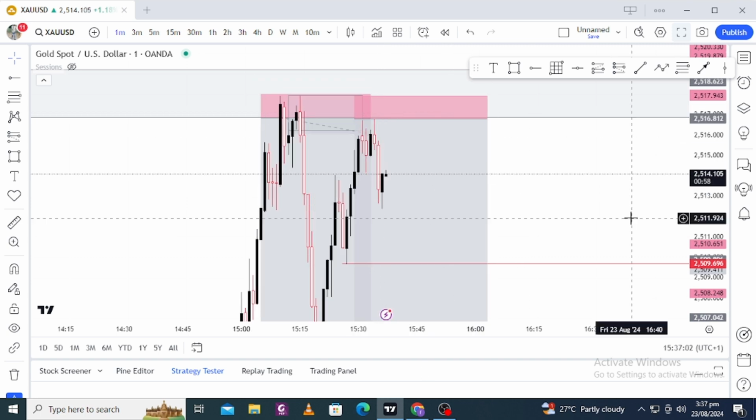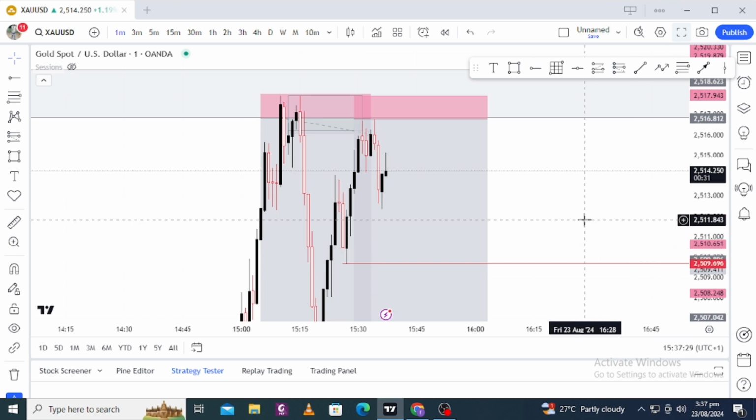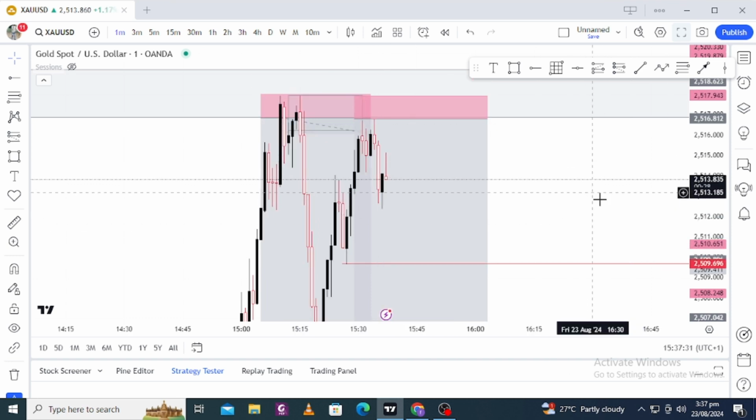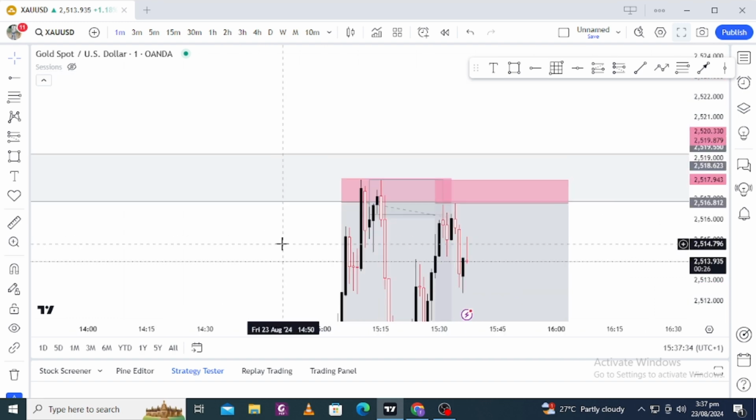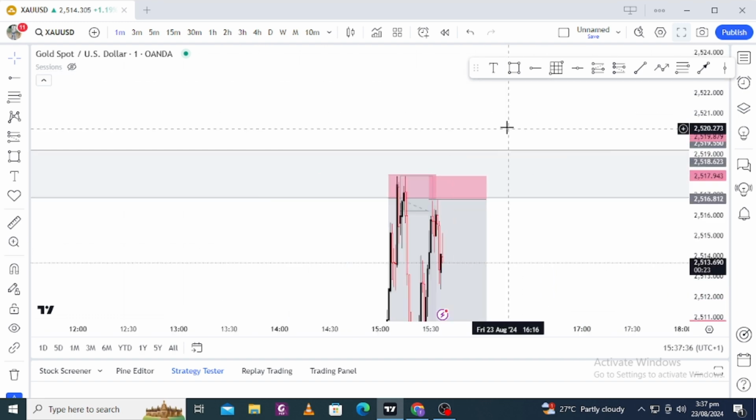Okay, let me just set my limit on time. 2516.18. Okay, you can see the price going up. Stop loss. Okay. Spread. Okay. Yeah, I'll set my entry. So I'm expecting price to return back to this particular high, which means this is where my entry is supposed to be. Let me adjust this right here.